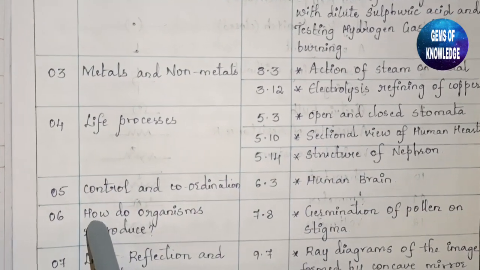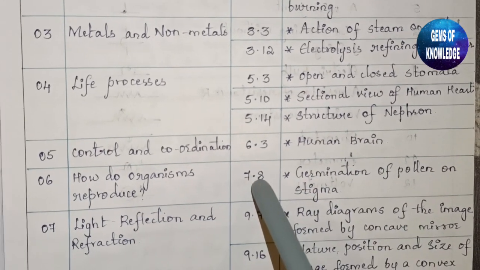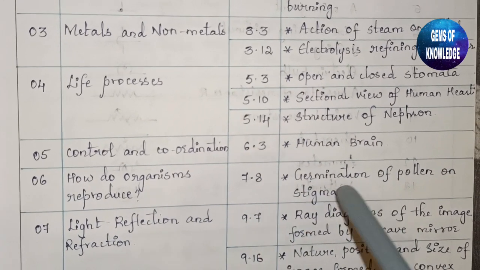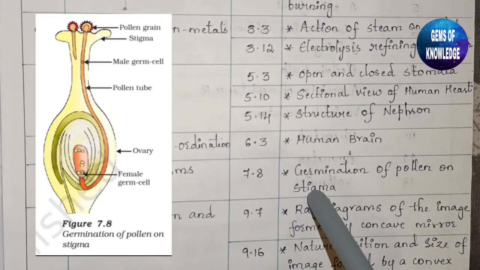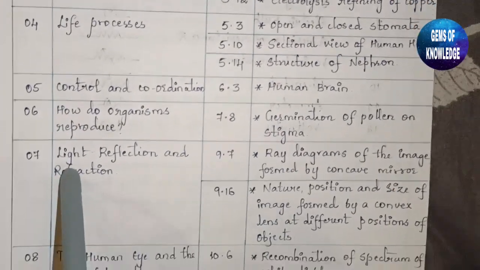Next comes how do organisms reproduce. In this, only one diagram, that is 7.8, germination of pollen on stigma. One diagram. Next comes light reflection and refraction.